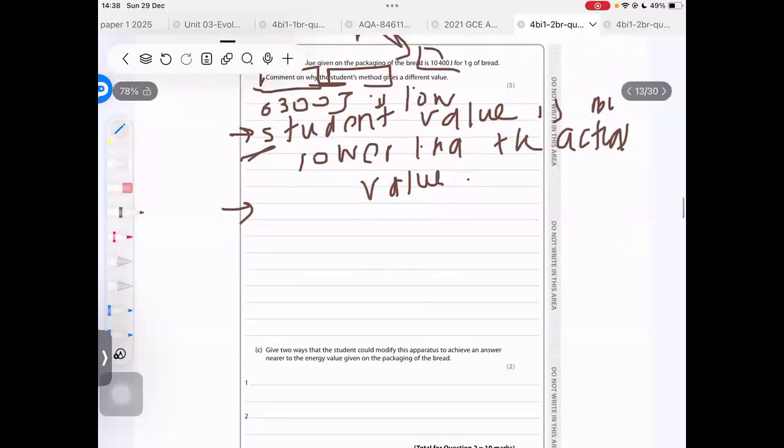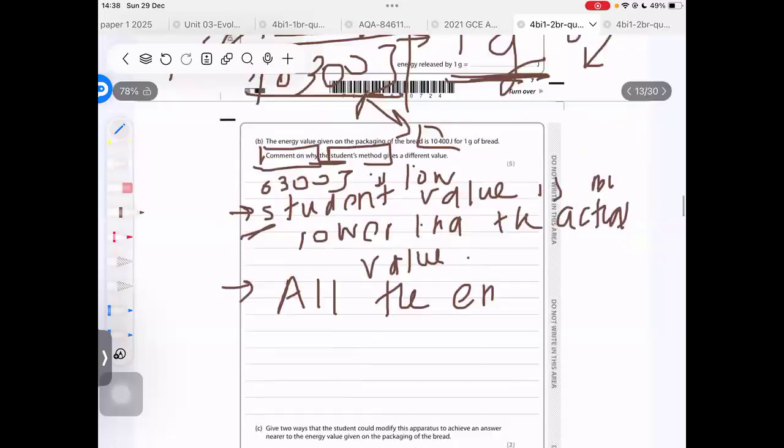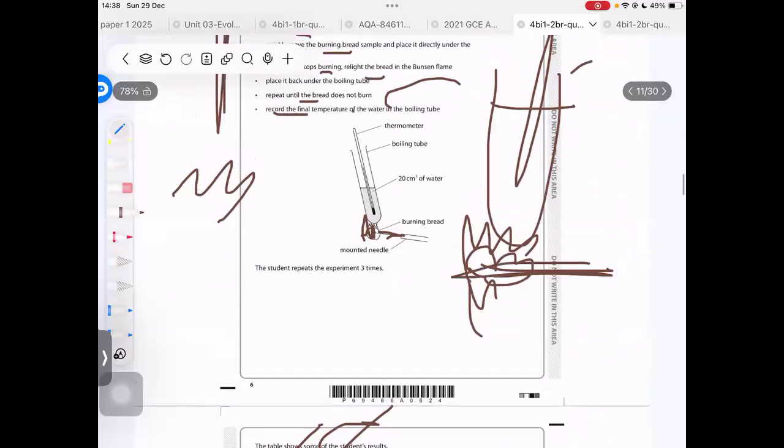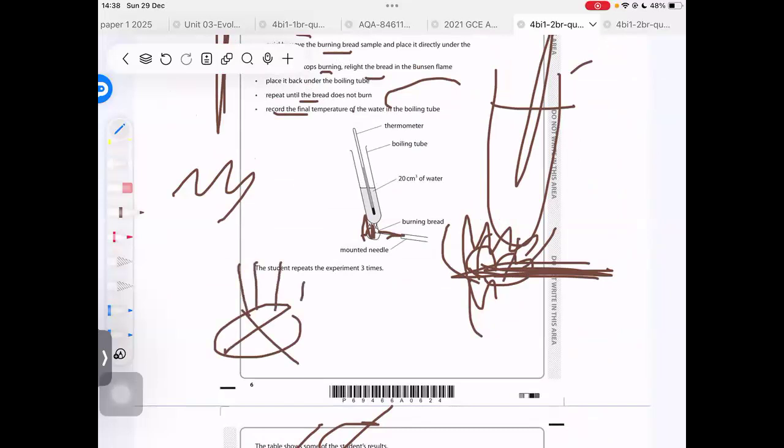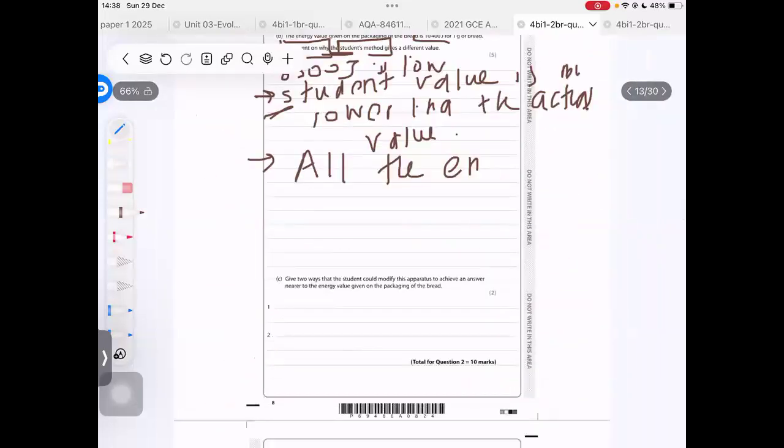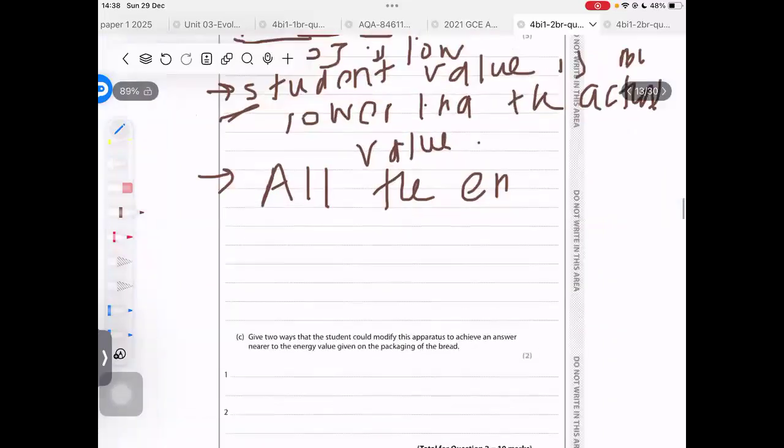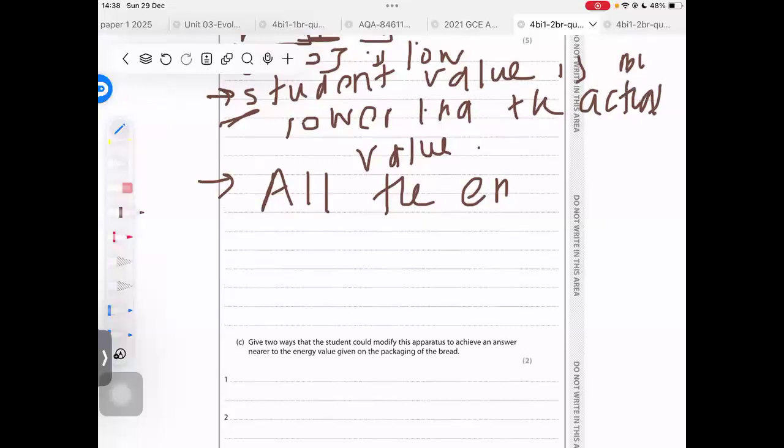So one reason might be that all the energy might not have been released from the food. We are burning the food to release the energy in the food, so sometimes the food might not have been burned completely. That might be the reason why it has not given sufficient energy. We are suggesting things, so it could be correct, it could be wrong, it doesn't matter. These are the possible answers. We could say not all the energy is released from the bread.